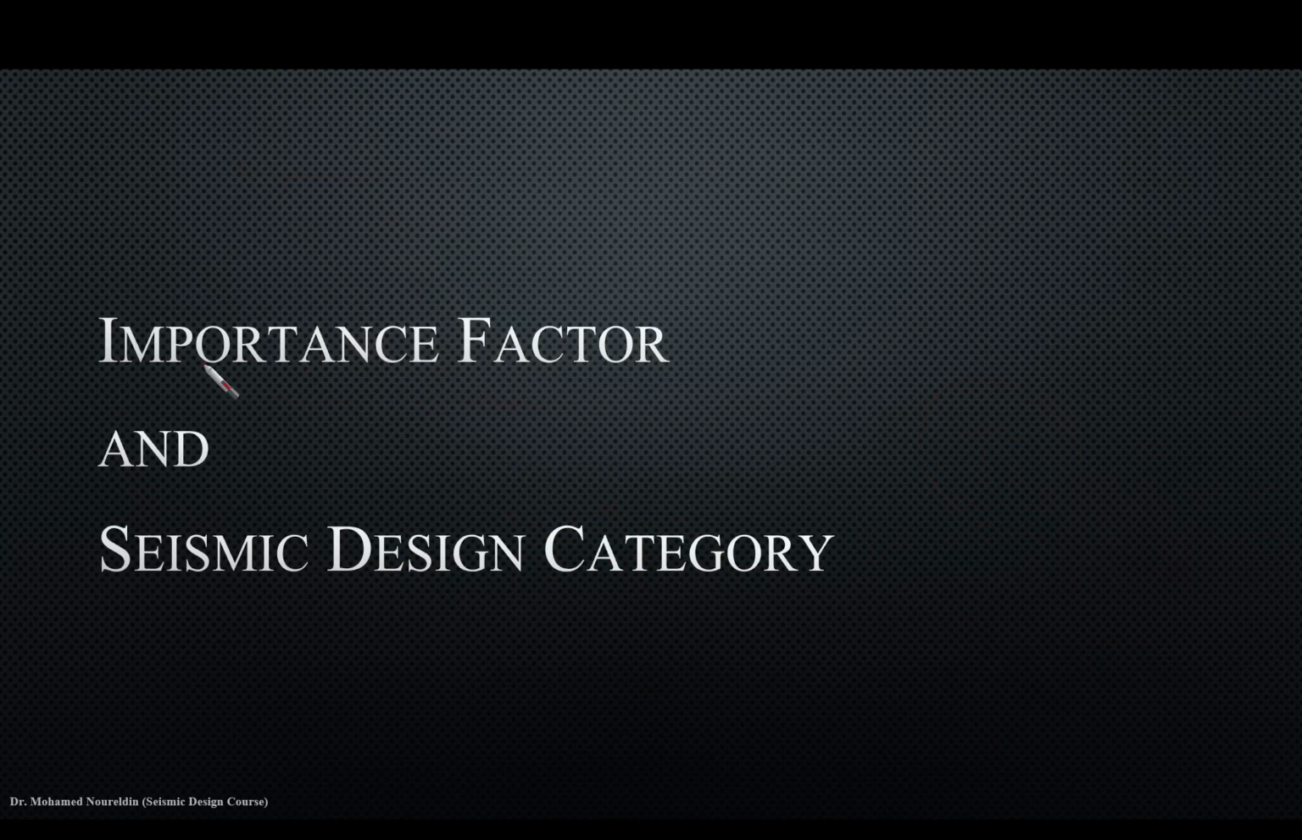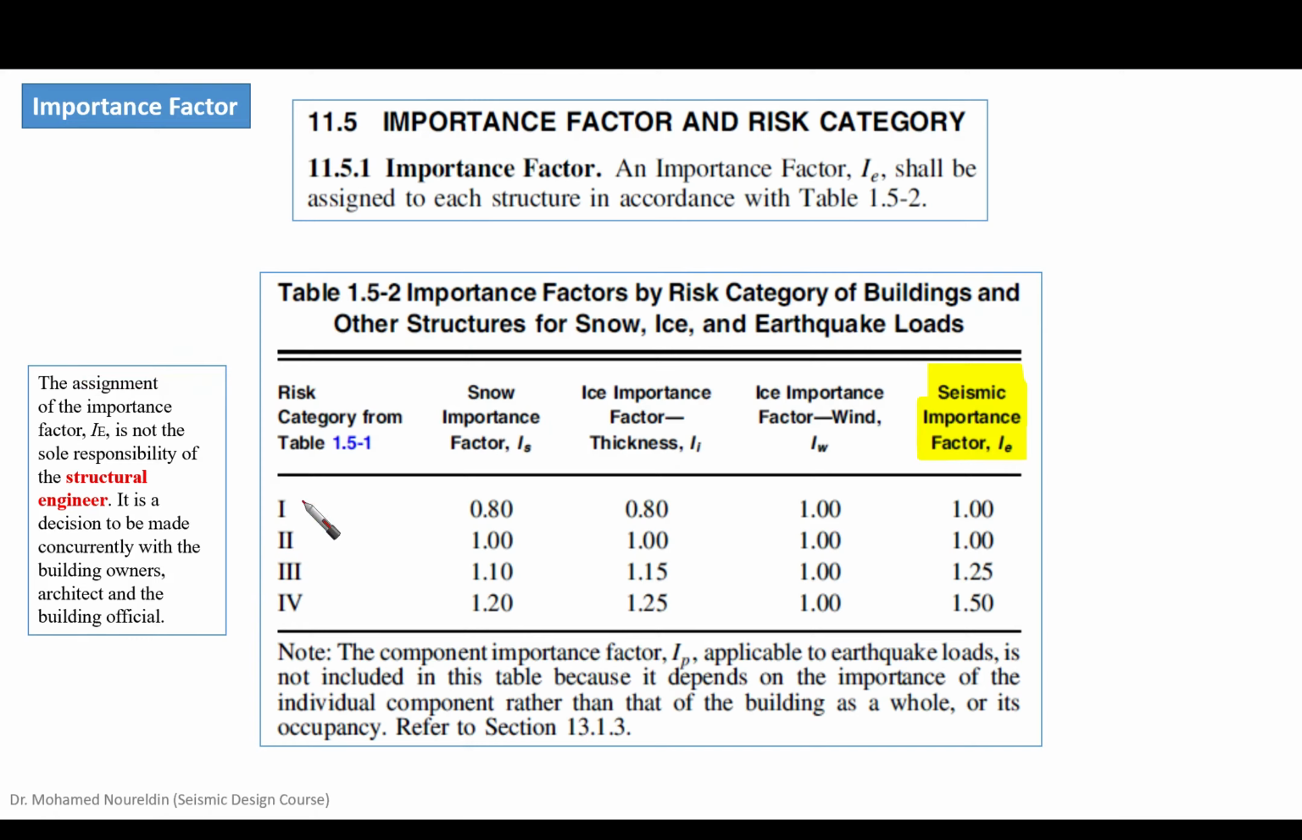Okay, now let's go to the second part of this video, which is related to the importance factor and seismic design category. Let's go to the importance factor first. You can find it under section 11.5, importance factor and risk category. An importance factor, I_E, it is called I_E. Before it was I only, right? But now we want to distinguish it from wind, ice, and flood, so they put E for earthquake. It shall be assigned to each structure in accordance with this table.